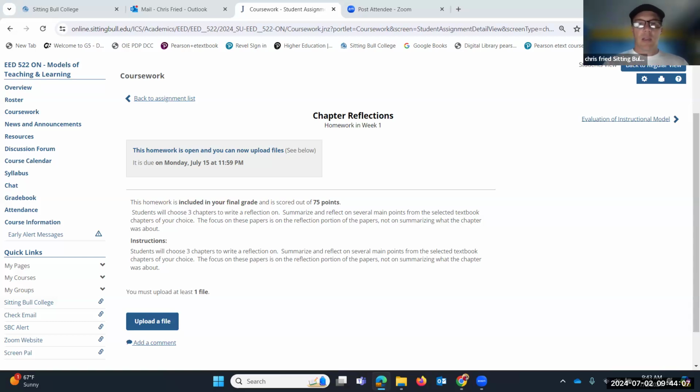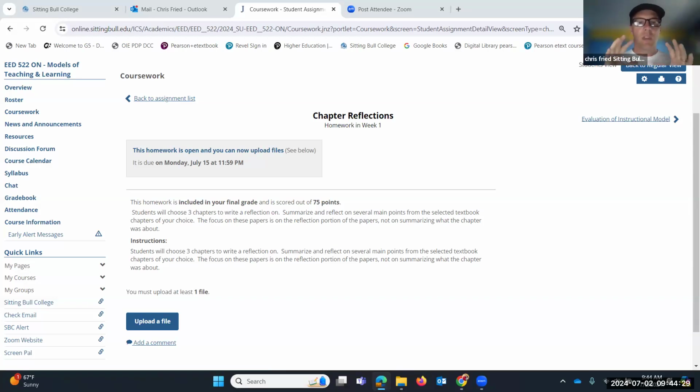So again, it might be a little bit of a summarization of some of the main points, but then your reflection. What are you thinking? What is your opinion on that? Okay? Share some of that. Share some of your thoughts about that after you go through and take a look at that.